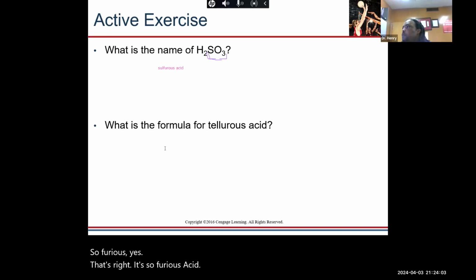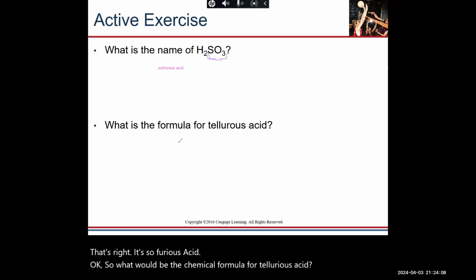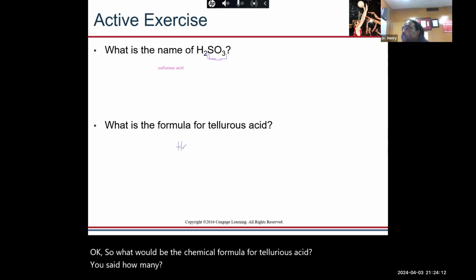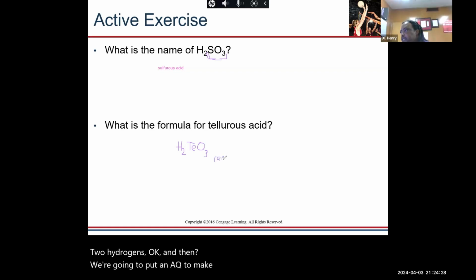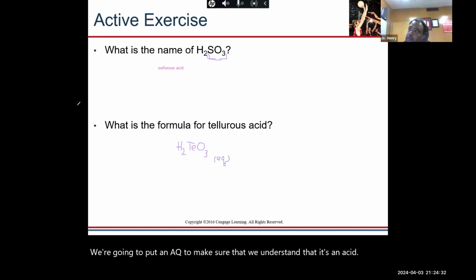Okay, what would be the chemical formula for tellurous acid? Two hydrogen, tellurium, and three oxygen. We're going to put an AQ to make sure we understand that it's an acid.